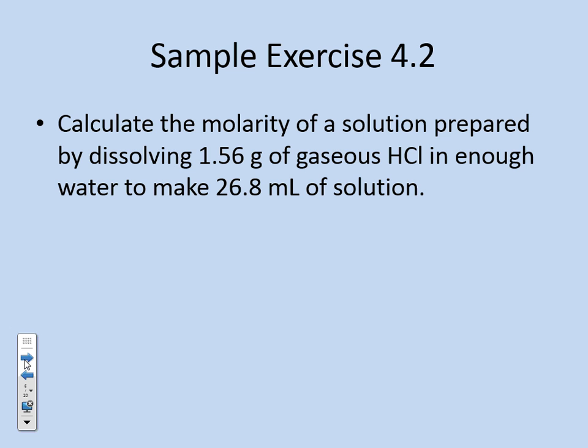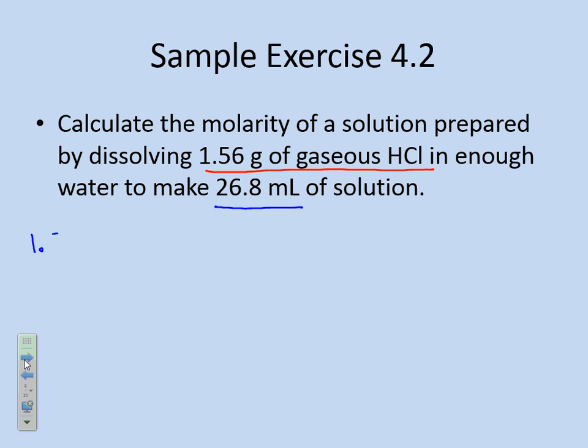Let's look at another one. This time, let's calculate the molarity of a solution prepared by dissolving 1.56 grams of gaseous HCl in enough water to make 26.8 mL of solution. So we're going to take the hydrogen chloride as a gas and change it to moles. So that's our first step. Our second step will be to change our milliliters to liters and then calculate the molarity.